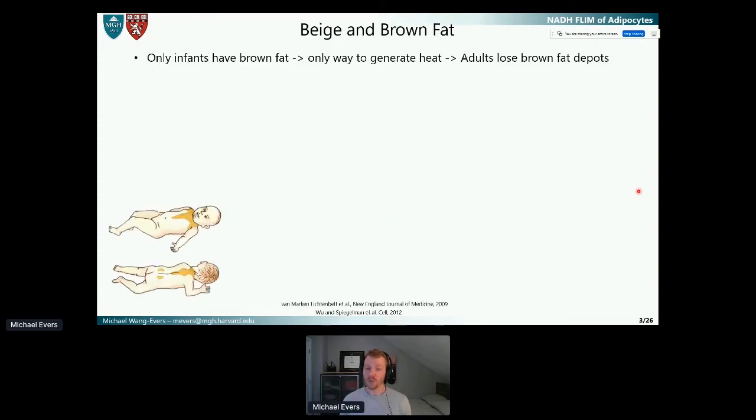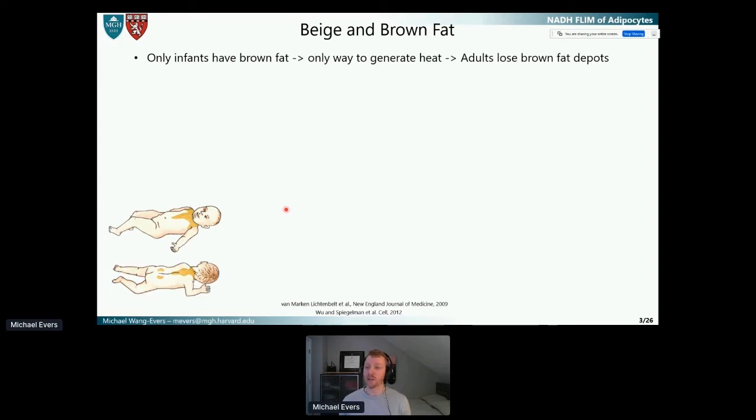So why do we want beige and brown fat, and why do we have 3 types of fat in the human body? When humans are born, we are actually not able to shiver yet. So if a baby gets cold, it activates that brown fat, it burns energy, and the baby gets warm. And you can see here in this comic, the brown fat is around the neck area.